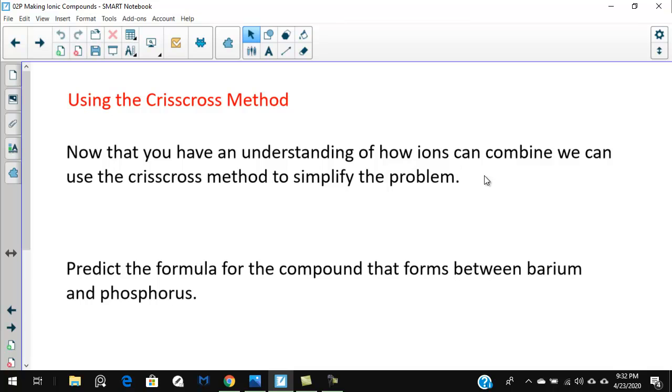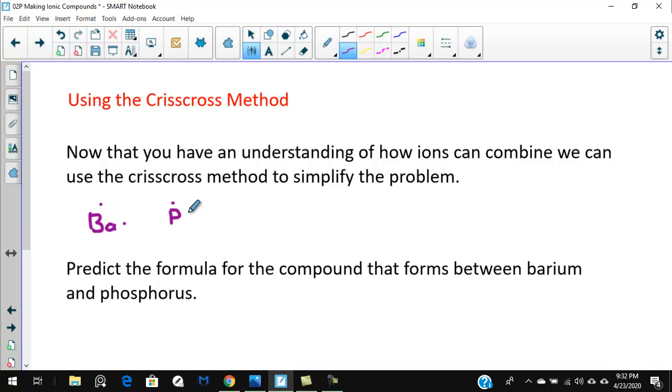Now that you kind of draw pictures and see what's happening, we can simplify this problem, so we can find an easier way of predicting the formula for the compound. In this case, let's do the one example that says here, let's do barium and phosphorus. Before, we would have taken barium and shown that it had 2 electrons, and phosphorus has 5 electrons, and then we would have tried to draw the arrows, and we'd end up putting one there and one there, but then we see we have a spot left over on the phosphorus.